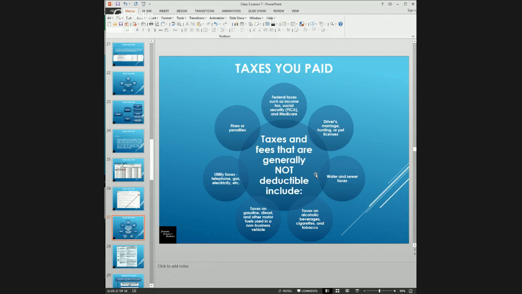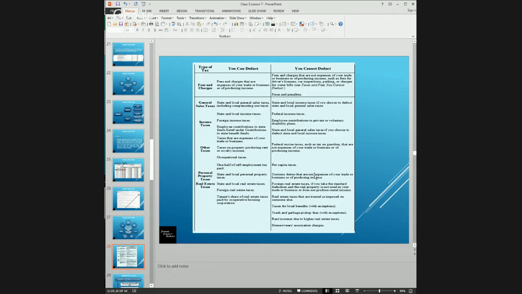Any fines or penalties associated with the taxes that would be eligible to be used would not be added to that amount, as well as any federal taxes such as your income tax or your Social Security and Medicare. Those are not allowable taxes for you to deduct on your Schedule A. Here's a table straight out of Publication 17 that talks about the type of the tax and whether you can deduct it or whether you cannot deduct it.